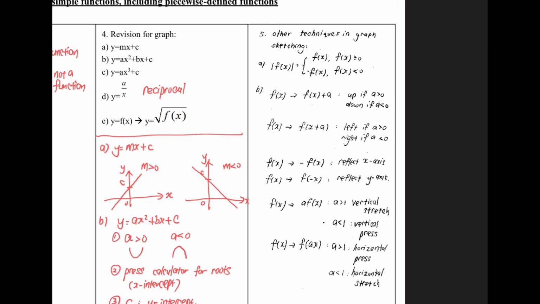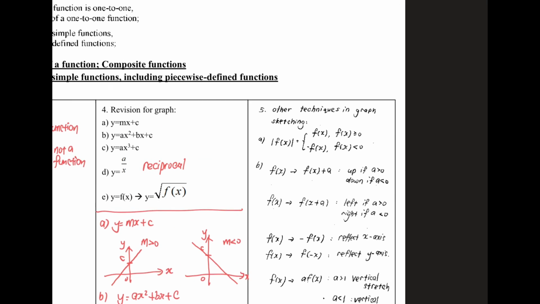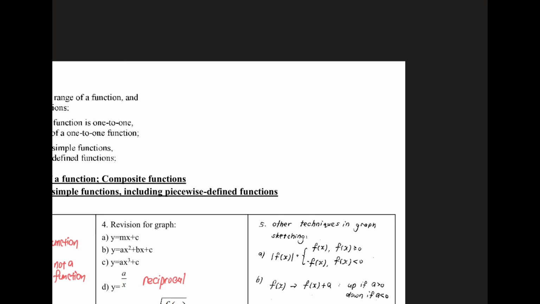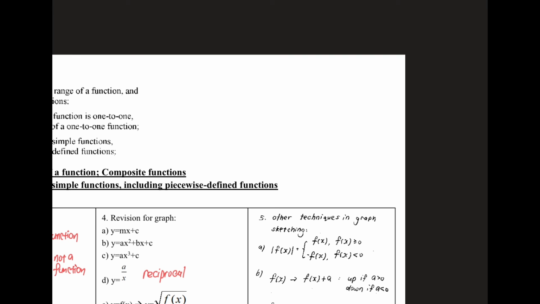So let's say one example here. I give you a short example. Okay, now I pull it up here. Let's say I have modulus 2x minus 1. Okay, based on the definitions, it becomes positive f(x), which is 2x minus 1, on the interval 2x minus 1 more than or equal to 0. And the next one is negative (2x minus 1) when 2x minus 1 is less than 0.